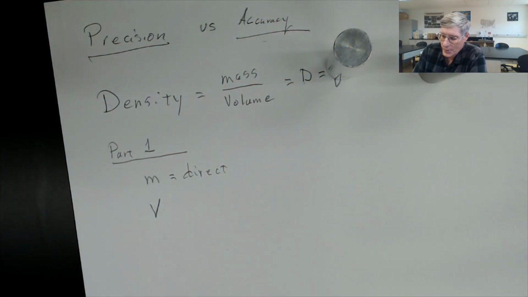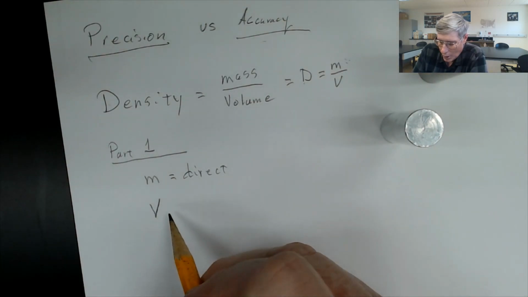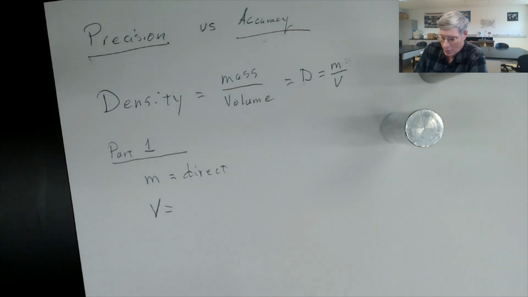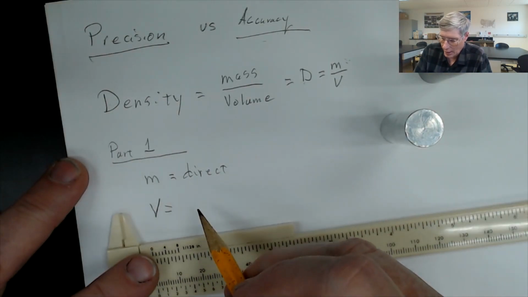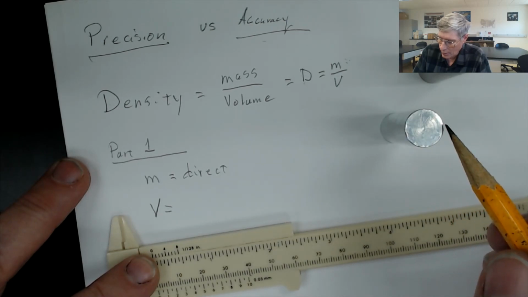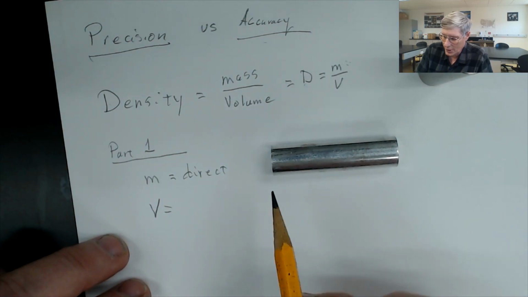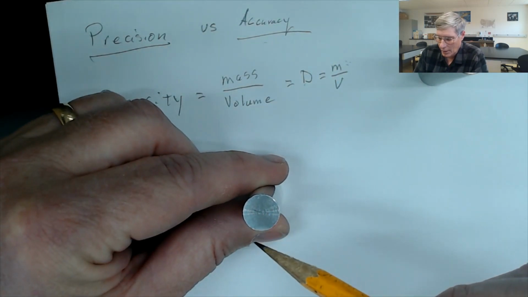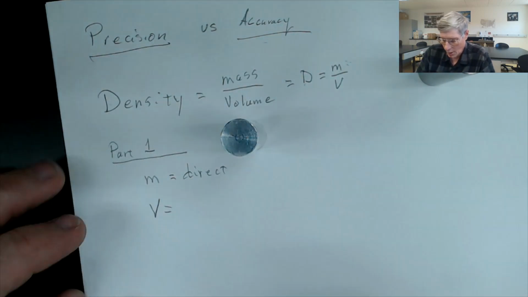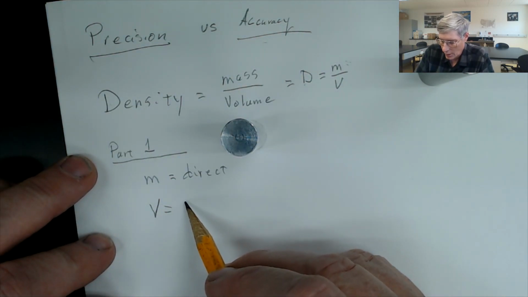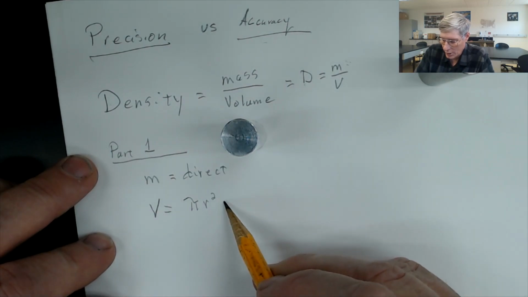Now, how do we obtain a volume of an object like this? The one way in which we're going to measure is using this device called a caliper. The caliper is going to allow us to measure the diameter of the cylinder in addition to its length. And a volume of a cylinder is calculated by calculating the area of the circle times the length of the cylinder. So area of a circle is pi r squared, and the length, we'll just call that the height.